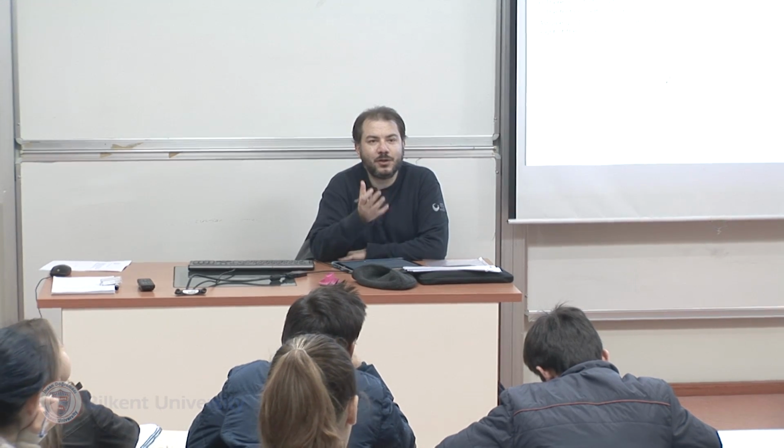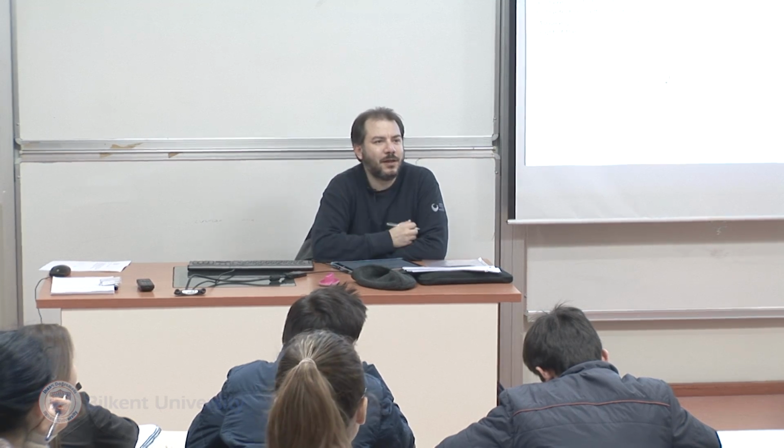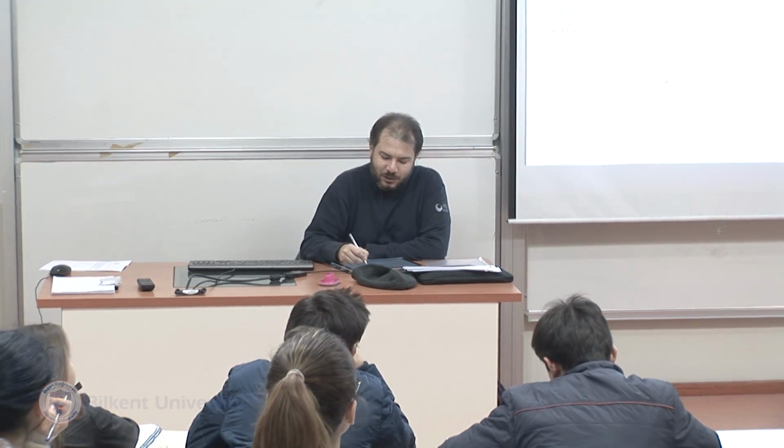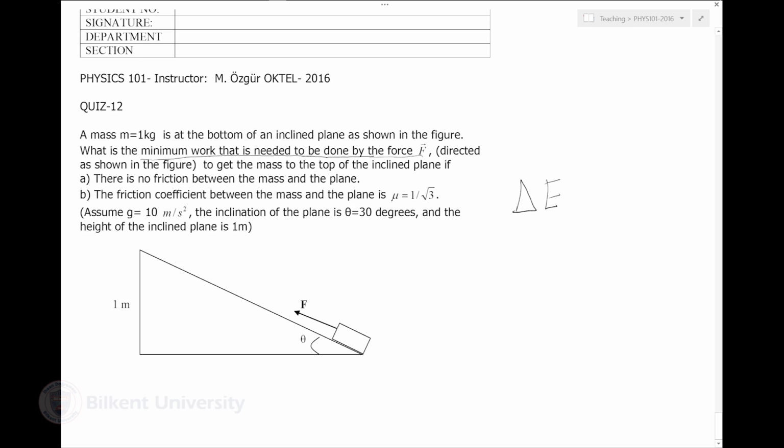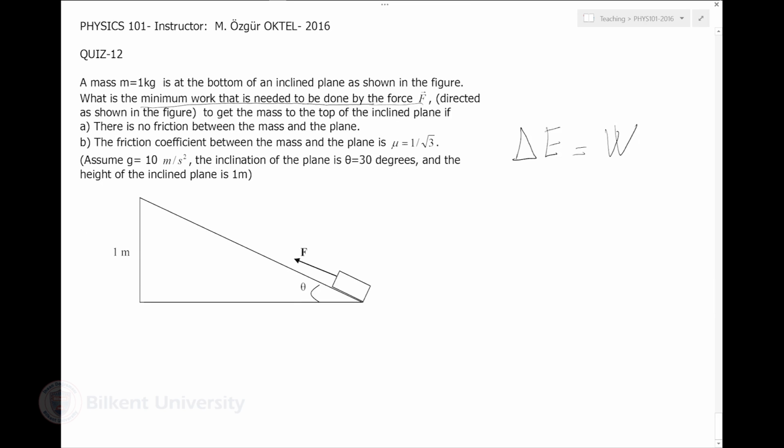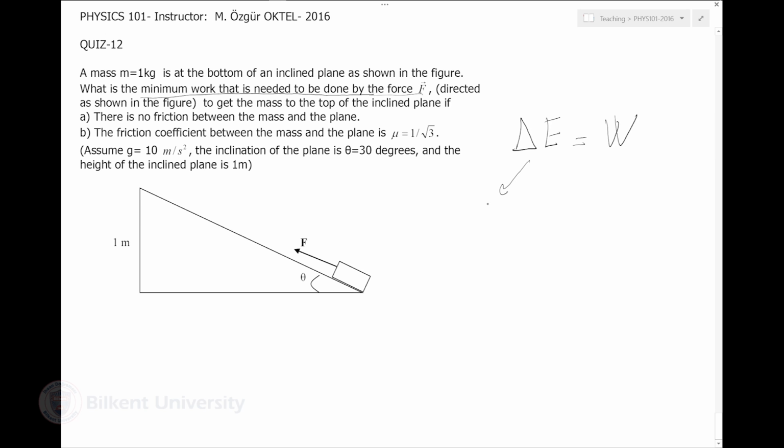What was the theorem we proved last time? We said the change in mechanical energy is equal to work done on the object. So clearly, that's what I want to find out. So what is that change in energy? Final energy minus initial energy, right?